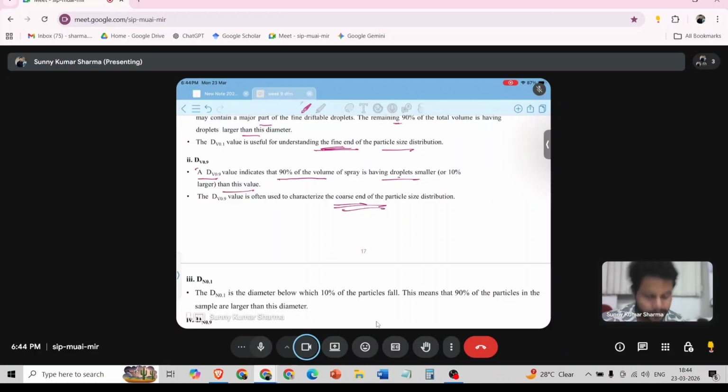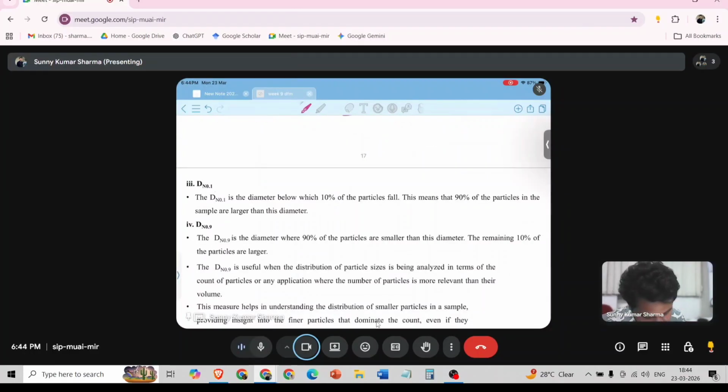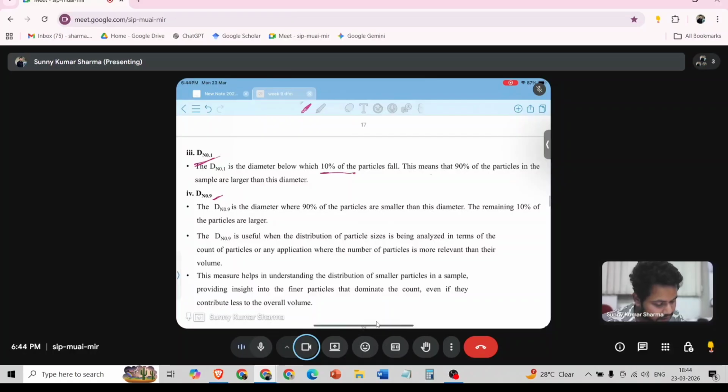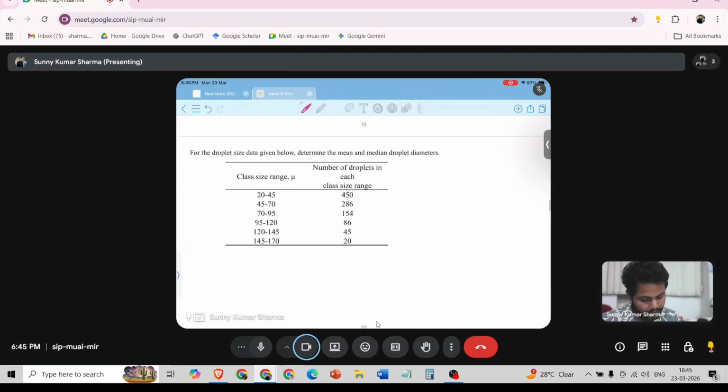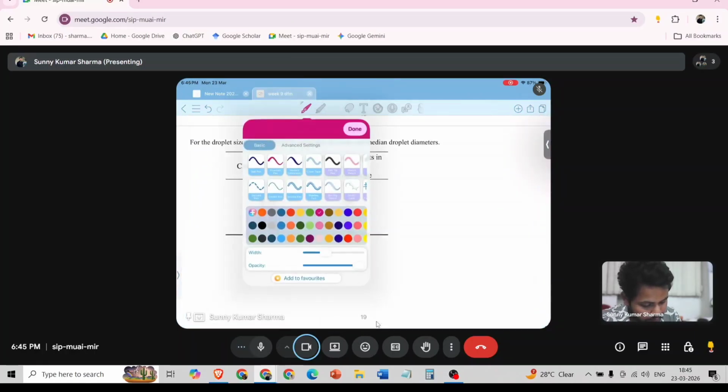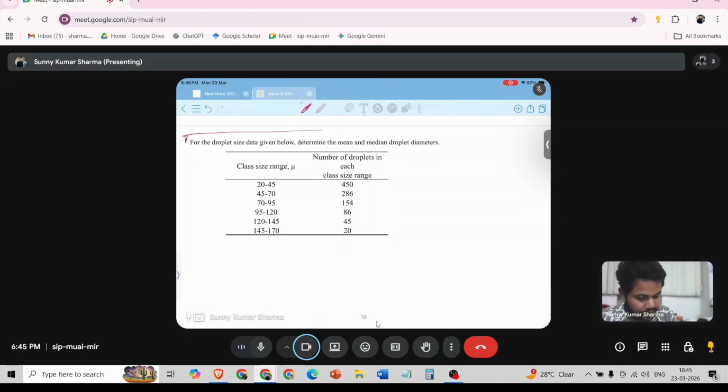Yes, sir. Okay. The same is the case for Dn 0.1. Here 10% of the particles are smaller, meaning 90% of particles in the sample are larger than this diameter. So whatever we have discussed, we will solve in a numerical, where every concept is solved.